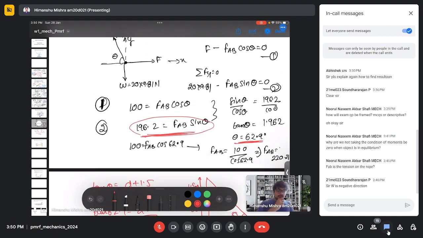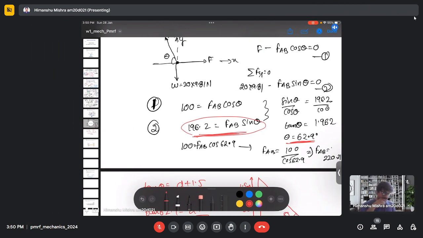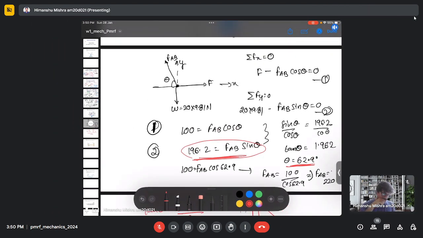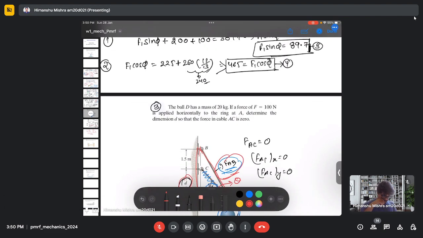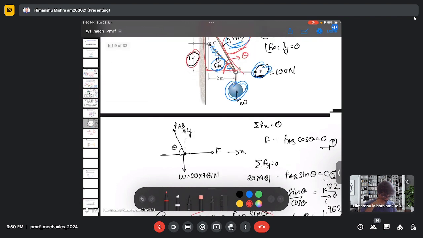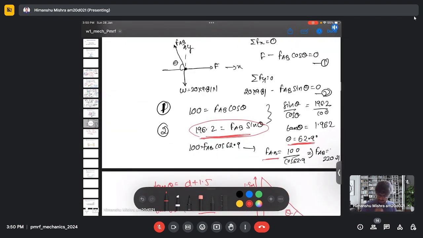So just to recap, we have done the force balance equation to calculate the theta, like in the earlier question, and then we use the geometric aspect of this triangle to calculate the unknown quantity, which is d. We don't have to calculate the force AB here. So any doubt in this one?